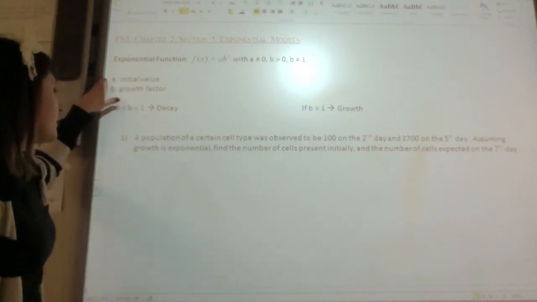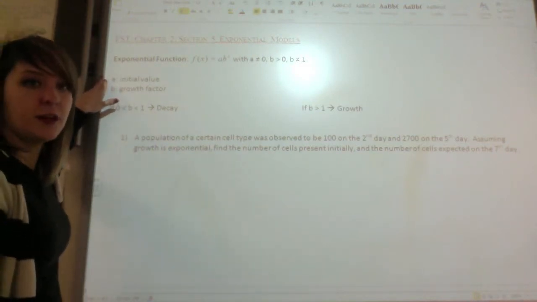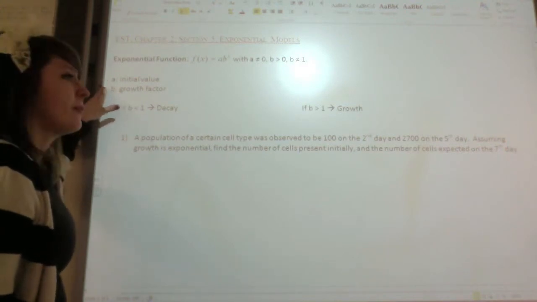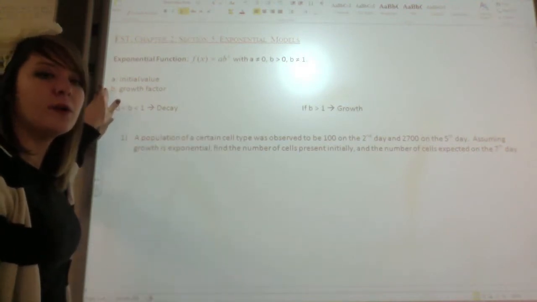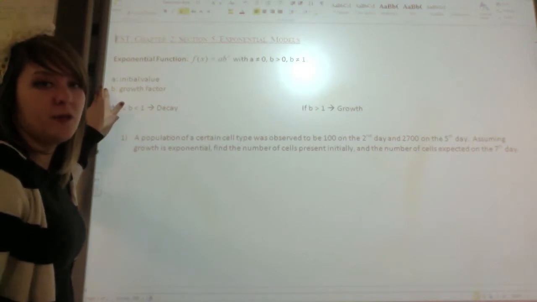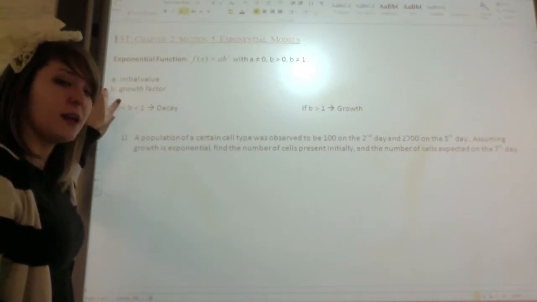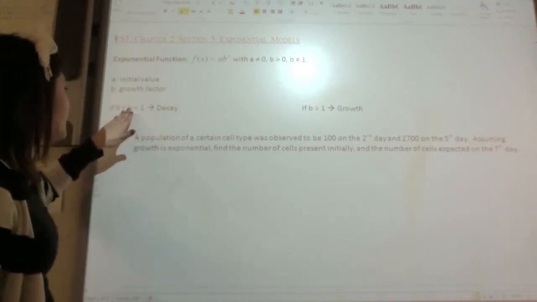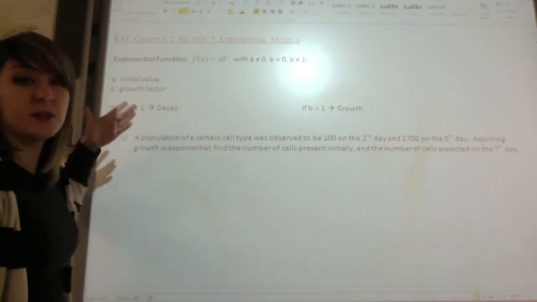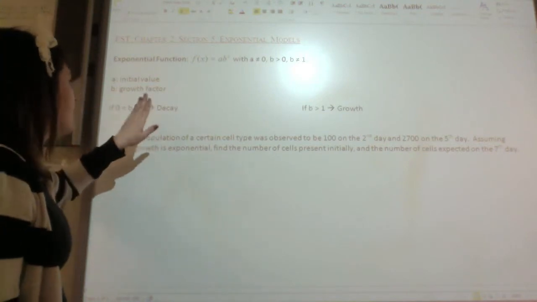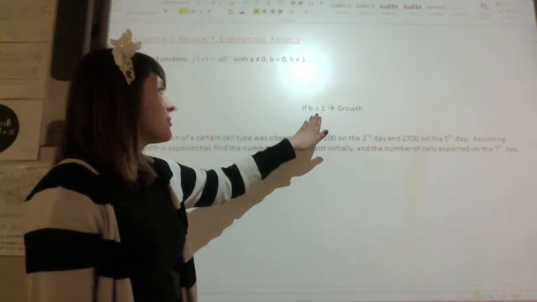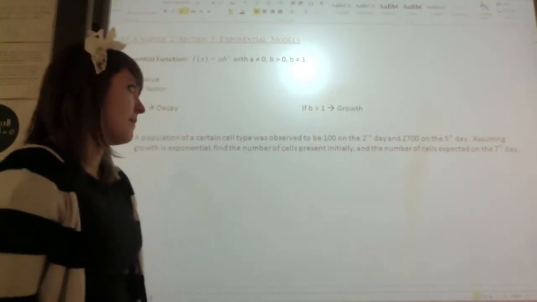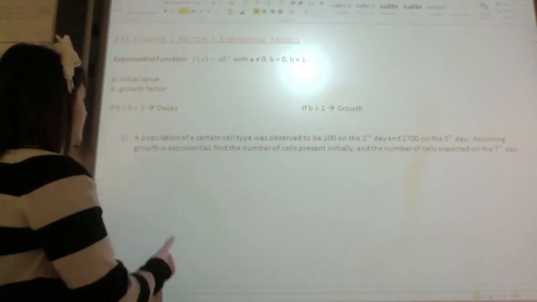Remember that a stands for your initial value, so that's the value that you start with, or whatever your starting value is. Okay, b is your growth factor, so that's how much you're growing by or decaying by, depending on whether it's a number greater than 1 or a number between 0 and 1. So if your b value is between 0 and 1, like a fraction, that would be a decay. If your number is greater than 1, that would be considered a growth because you're getting larger each time.